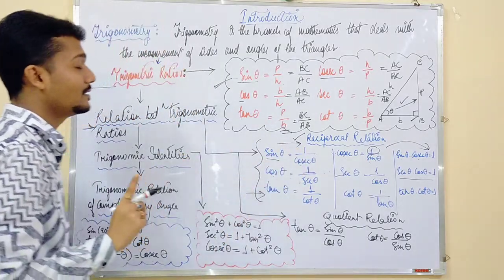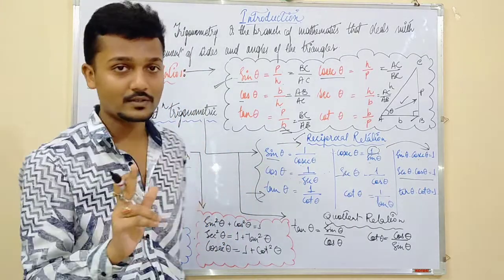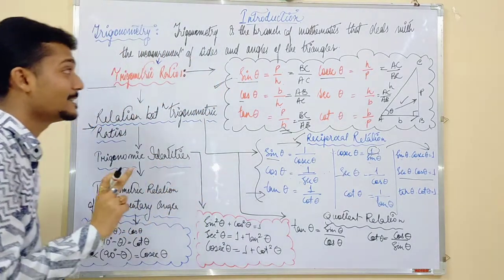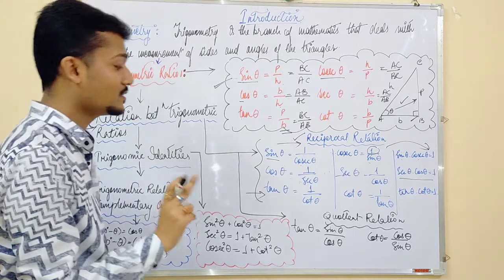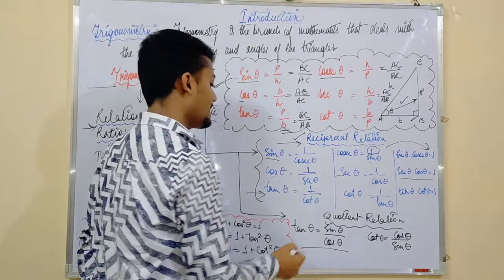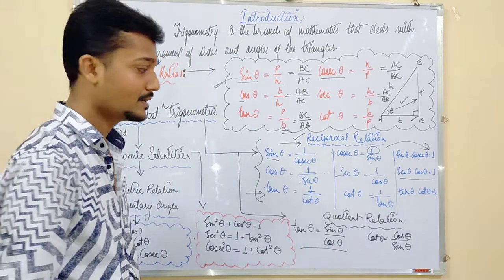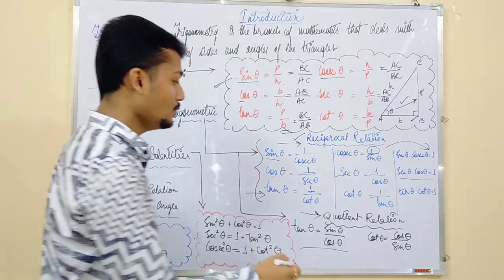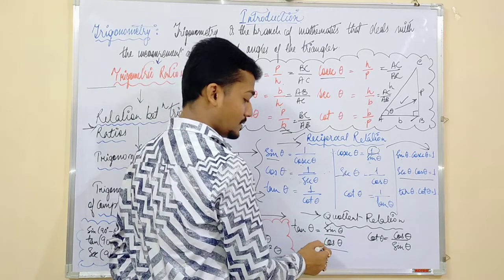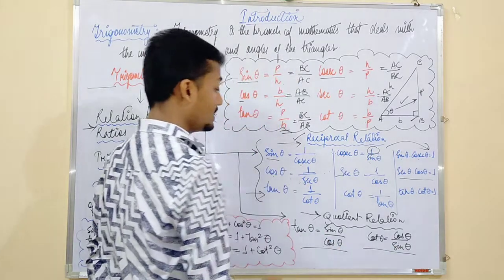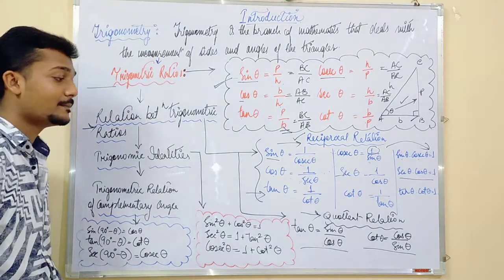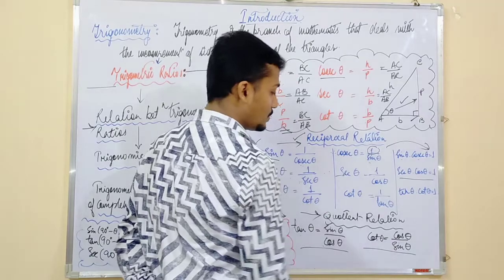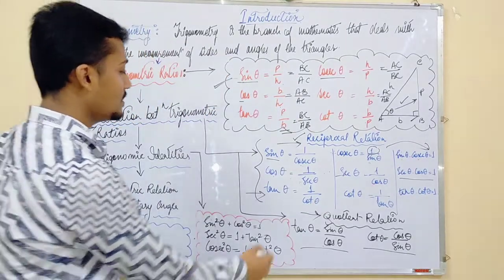Next, in the first video of trigonometry, I said that one formula you need to remember, and you have to place it in the super hexagon, and that was tan theta is equal to sin theta by cos theta. Okay, so it is based on quotient relation. There are two quotient relations. Tan theta is equal to sin theta by cos theta, and cot theta is equal to cos theta by sin theta. So this is your quotient relation.